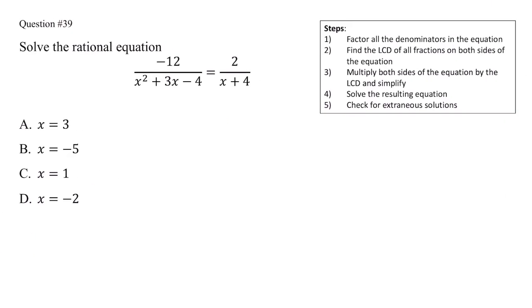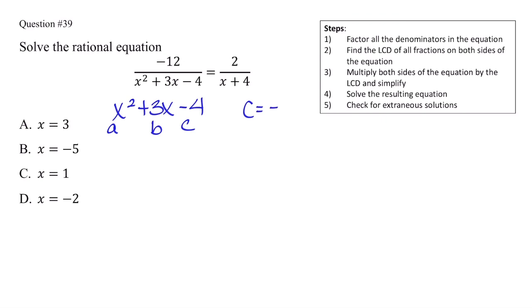So in this problem, it says to solve the rational equation given here. So remember, whenever we solve rational equations, we want to start off by factoring anything we can factor. So I see the denominator, which I can factor. I have x squared plus 3x minus 4, right? So I have A, B, and C. So what I'm going to do is factor that.